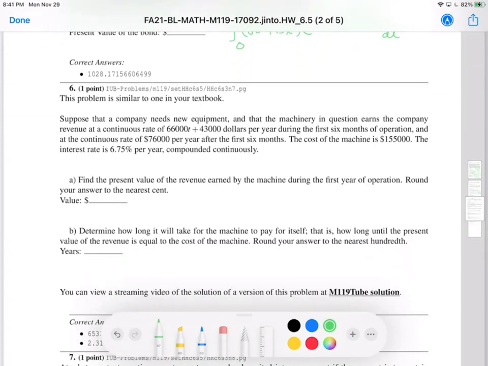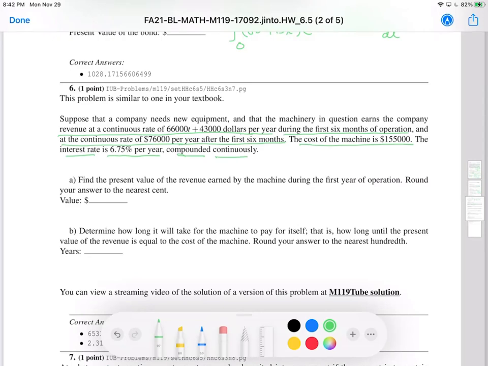Okay, so the revenue at the continuous rate. So the payment, this much per year. The rate is given by this linear function during the first 6 months of the operation, and then at the constant continuous rate after 6 months, 76,000 per year. After the first 6 months, the cost of the machine is 155,000. The interest rate is 6.75% per year, and again compounded continuously.